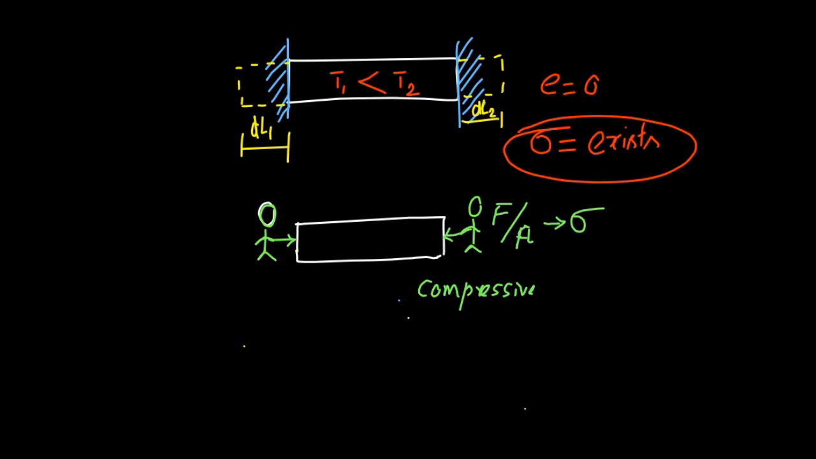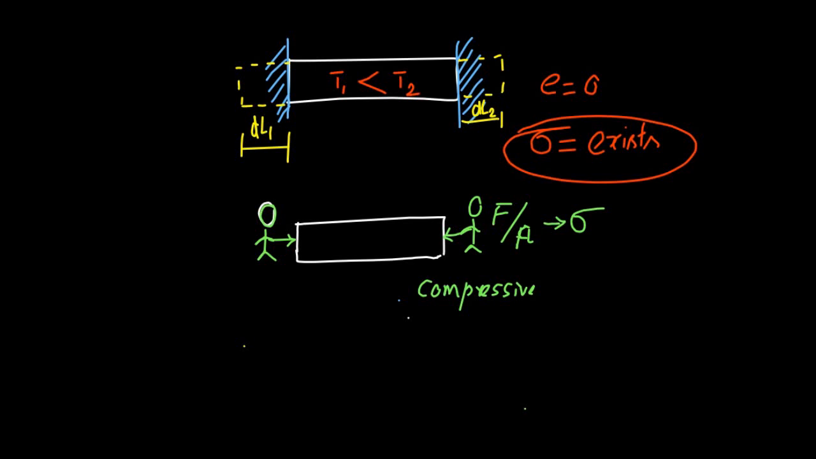If the bar is allowed to expand freely, then these little green men would not be there. If these little green men are not there, then the bar will expand freely and there will not be any stress. So what is the role of these green men here? The role of these green men is that they apply a compressive force preventing the bar from expanding.